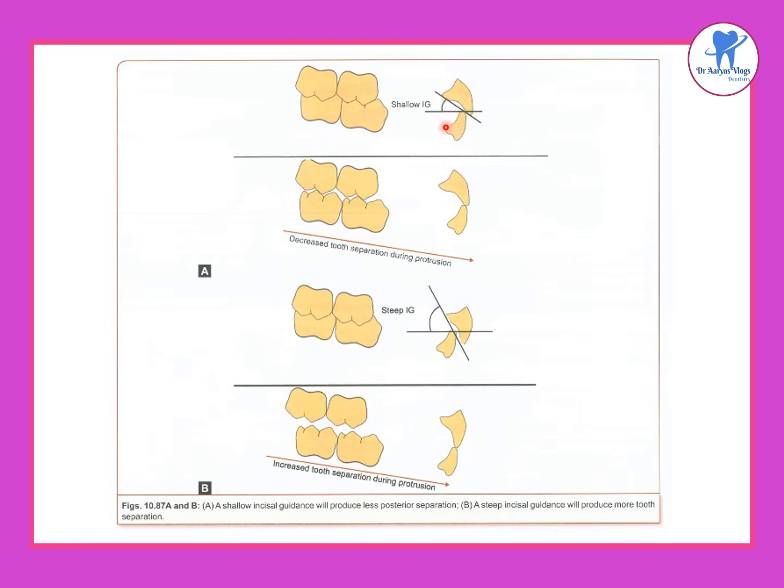So the greater the angle of the overbite, the greater the separation of the anterior and posterior regions, irrespective of the angle of the condylar path. If the overbite increases, then the separation also increases irrespective of the angle of the condylar path.